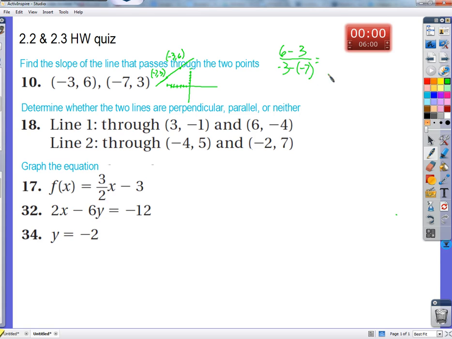-3 - -7. So 6 - 3 is 3, and -3 + 7 = 3 + 6. So it doesn't matter which one is point one and point two.